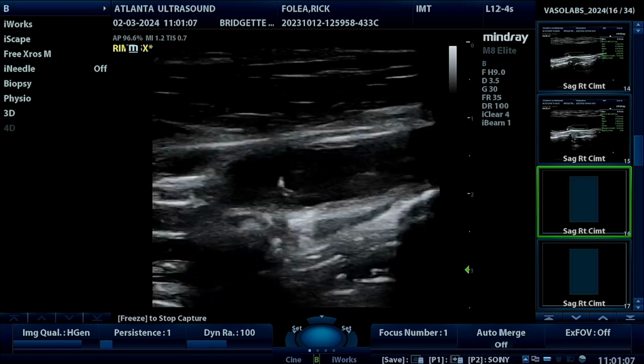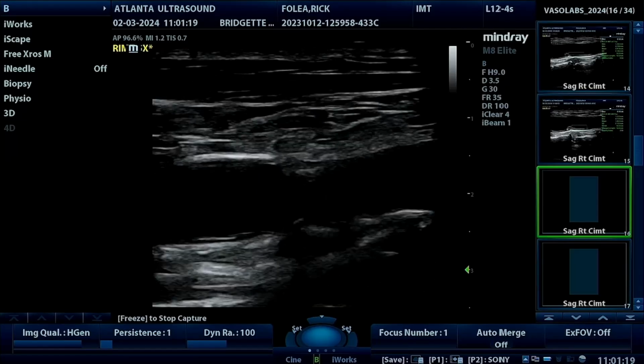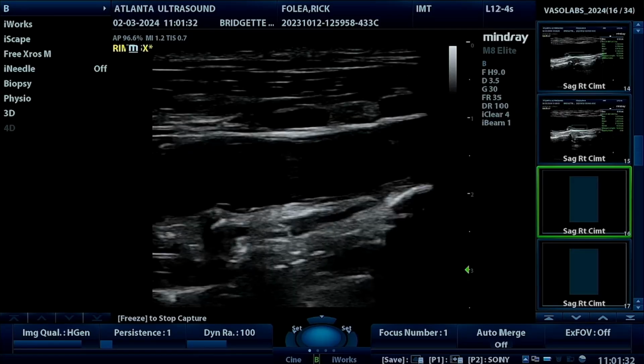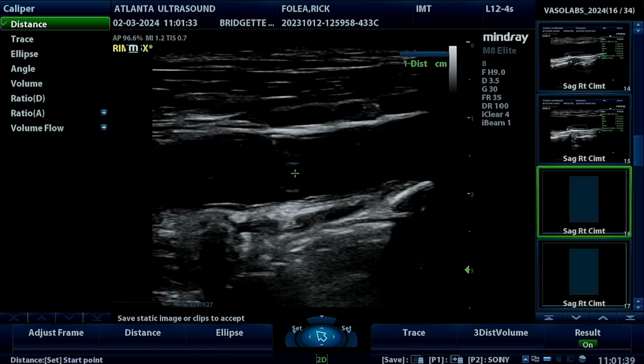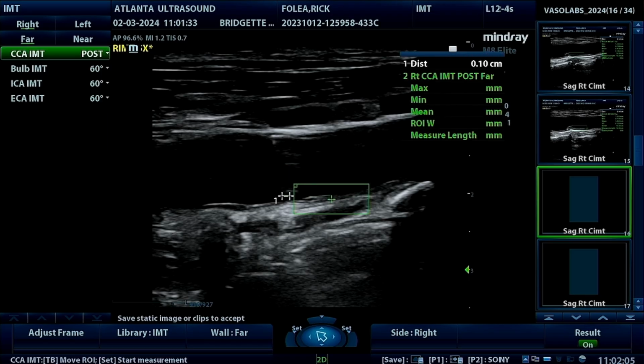It takes a few seconds of moving around to get a good clear view. We aren't seeing much plaque at all from this angle. That's good news. Okay, we got a good clean image. Let's scroll back a tad. Look for the start of the bulb. Mark the start of the bulb. Drop the second cursor 1 millimeter away. We want the CCA IMT posterior measurement box and place it.